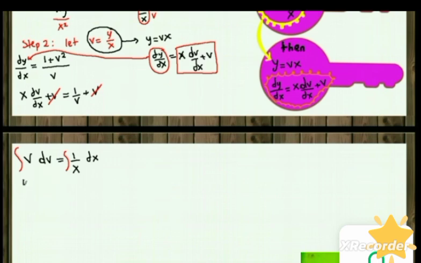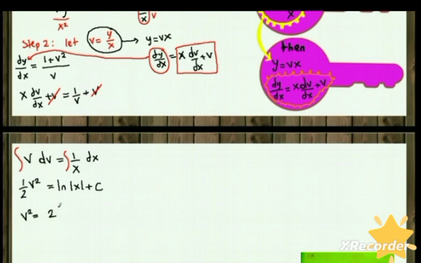The antiderivative of v is 1/2 v squared, and the integral of 1 over x is ln of x, and we use plus c, the constant, on the x side. And we can rewrite this better. So we can multiply both sides by 2. So v squared is equal to 2 times ln of x plus c. Again, we don't need to change the constant. And if you square root both sides, v equals plus or minus the square root of 2 ln of x plus c.